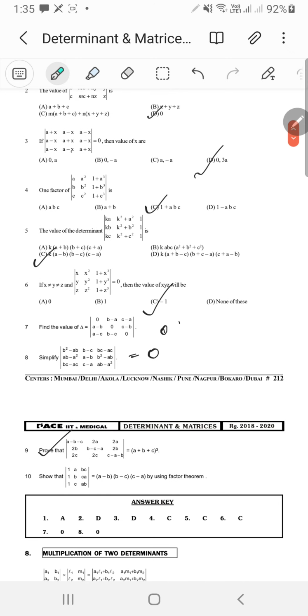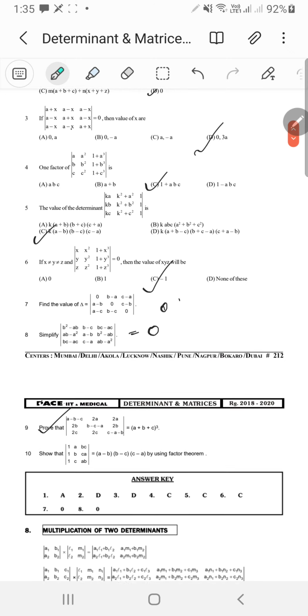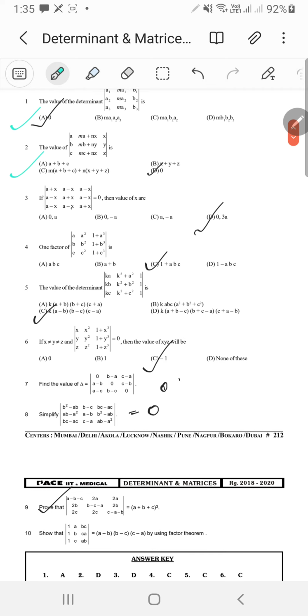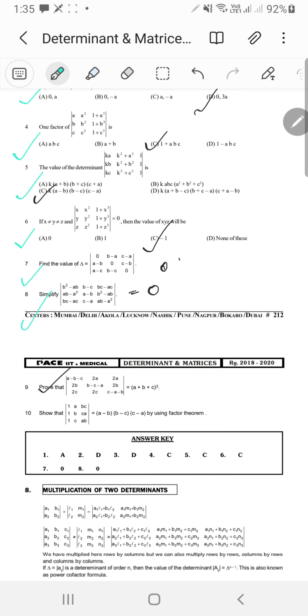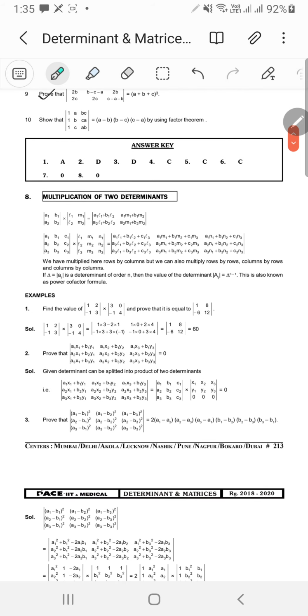So 1 a, yes, second b, yes, third b, fourth c, fifth c, yes, sixth also c, seventh 0, yes, eighth 0, ninth and 10th are proof-type questions. So okay, multiplication of two determinants, right. So it's like applying two matrices, so multiplication of that matrix and determinant of that final matrix.